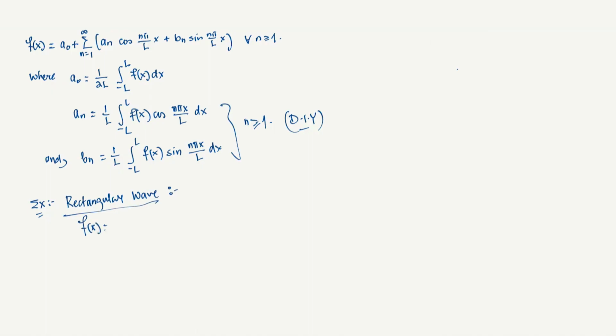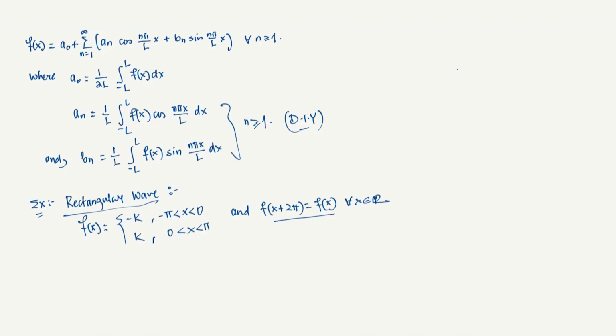f of x is essentially a constant, minus some k, for x between minus pi and 0. And again, another constant, k, for x between 0 and pi. Clear? And it is also given that f of x plus 2 pi equals f of x. Okay. So you do realize from this particular formula, this holds for all x in R, that f is 2 pi periodic.